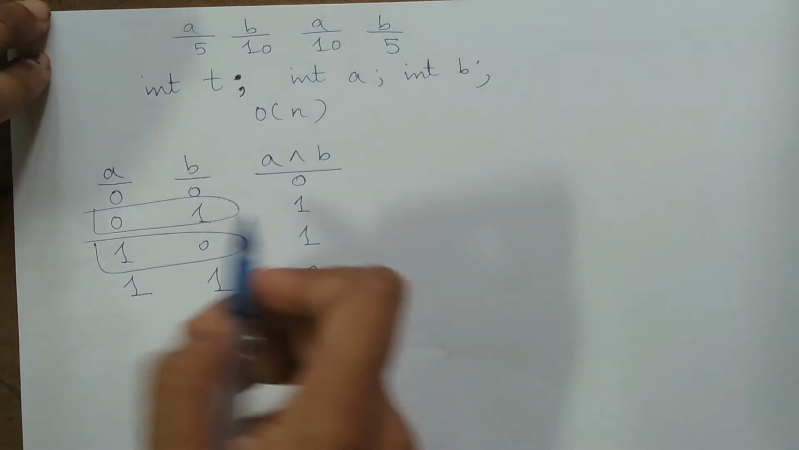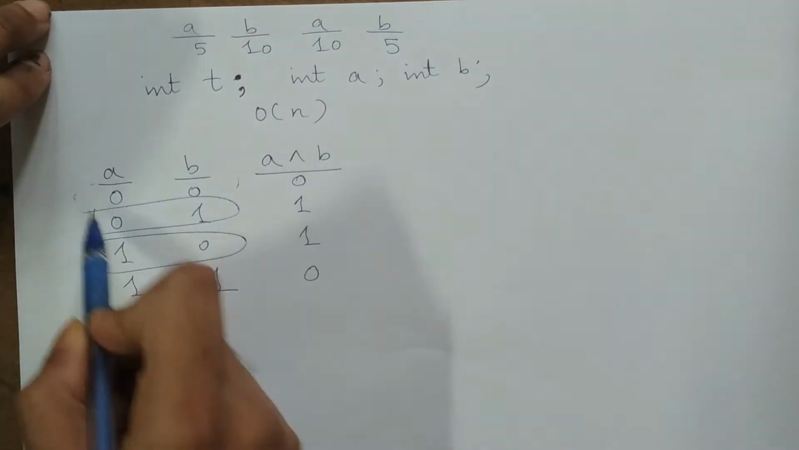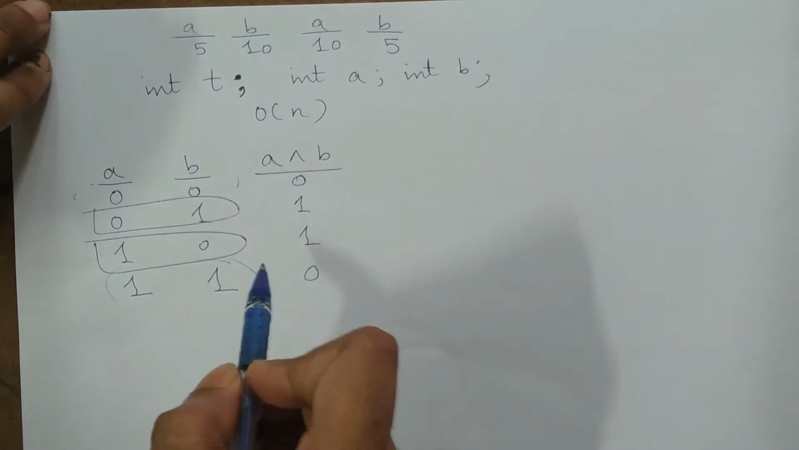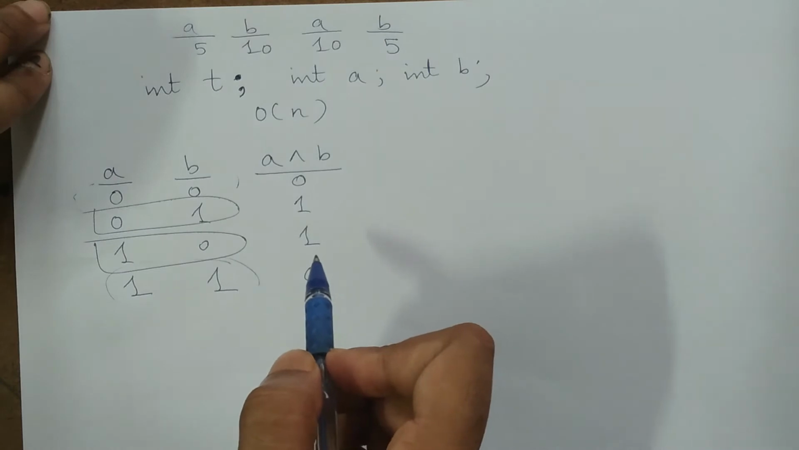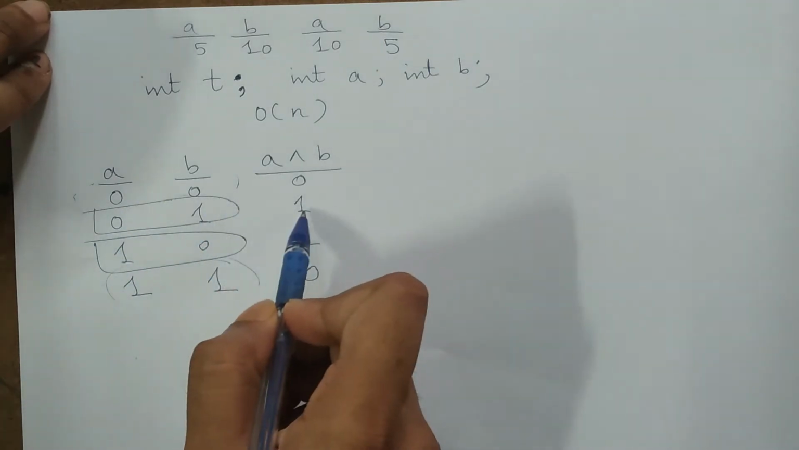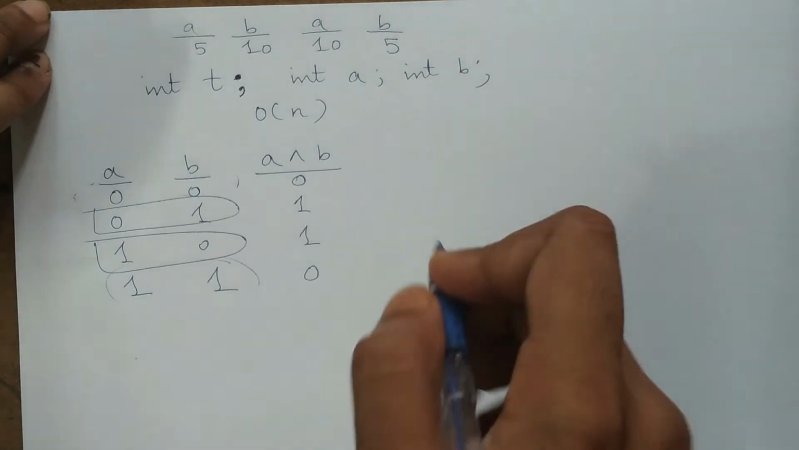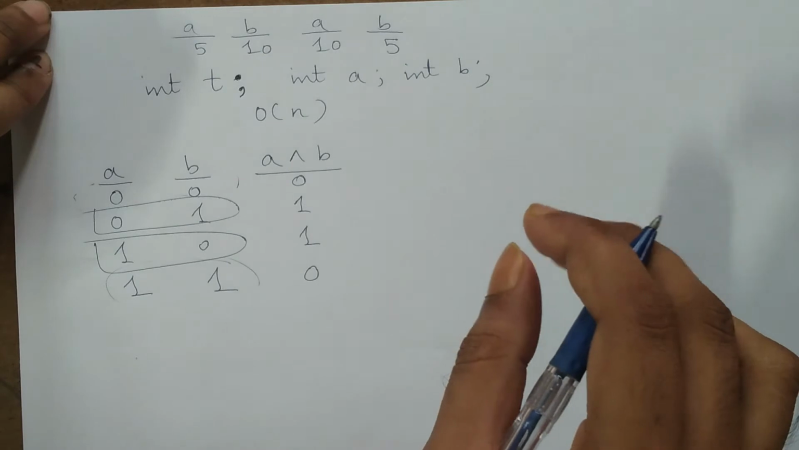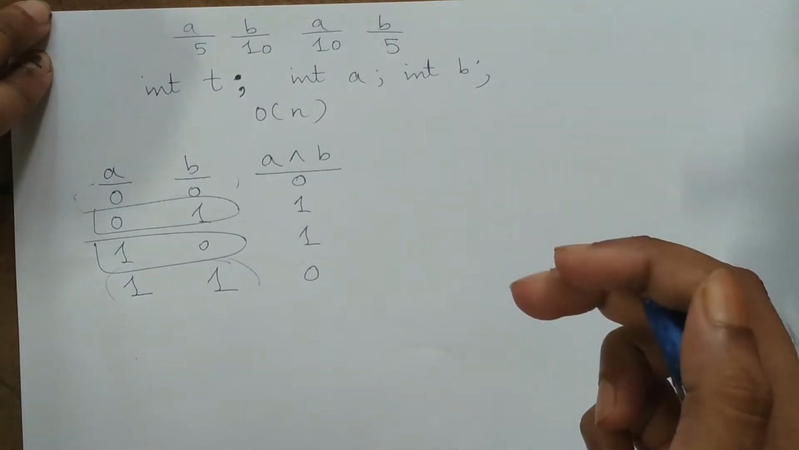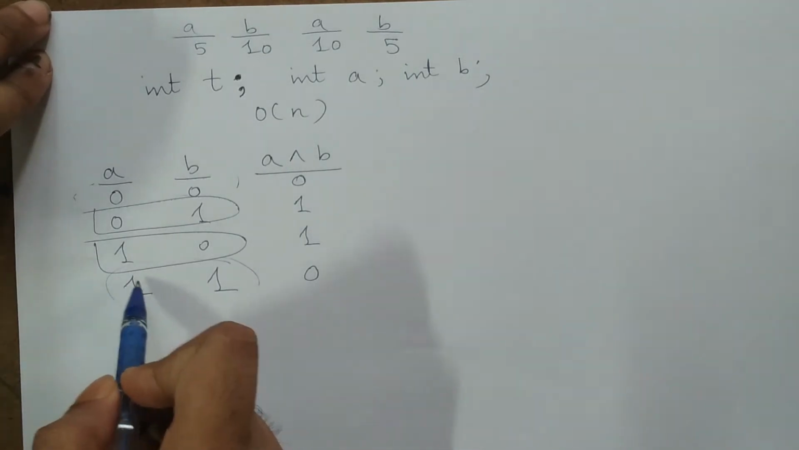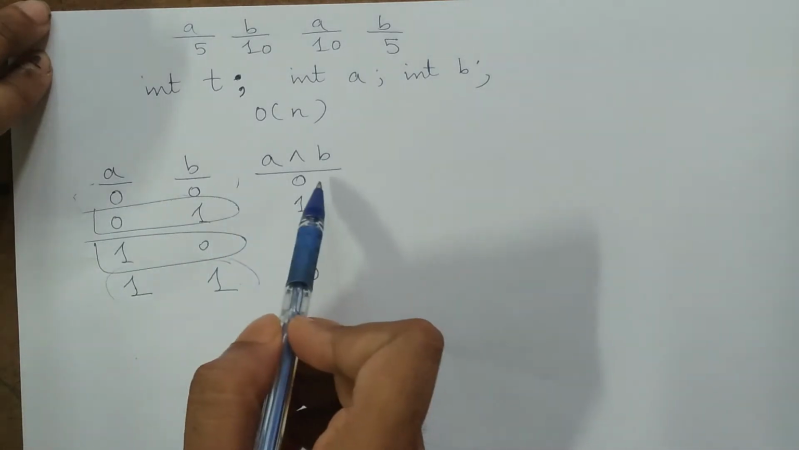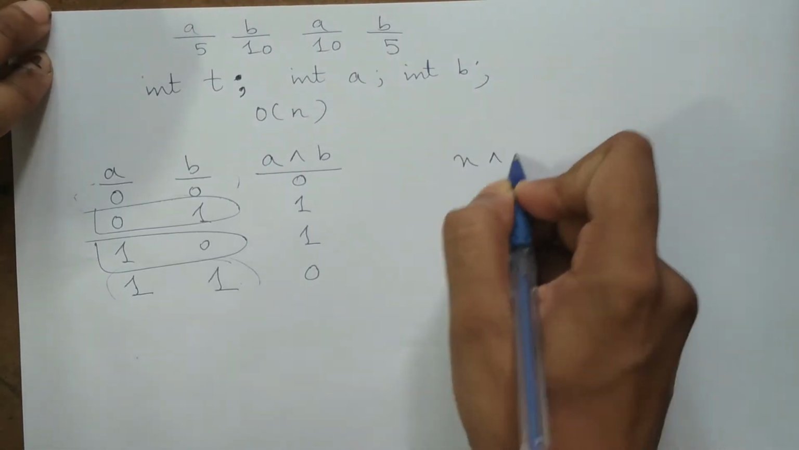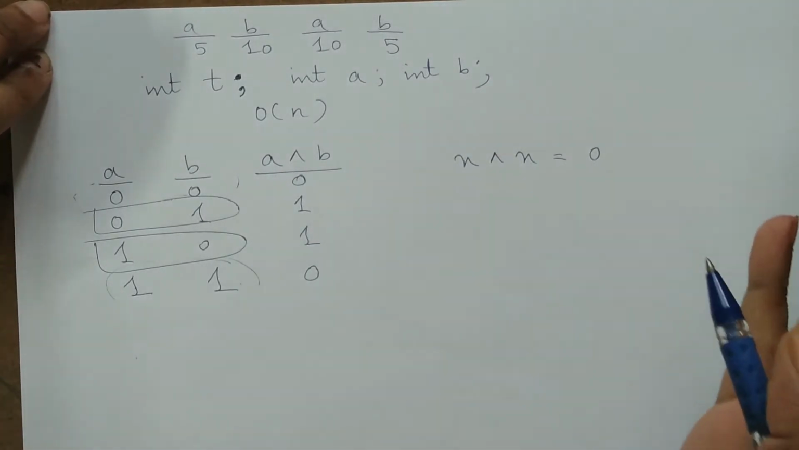Why output 0? Because there is not an odd number of ones. Here there is no 1 at all, and here there are 2 ones, which is an even number of ones, but we want an odd number of ones. Here there is an odd number of ones, hence we get the output 1. Now we always have to keep making observations. The first observation is that whenever the two numbers A and B are equal, the output is 0. So we can conclude that X XOR X equals 0.